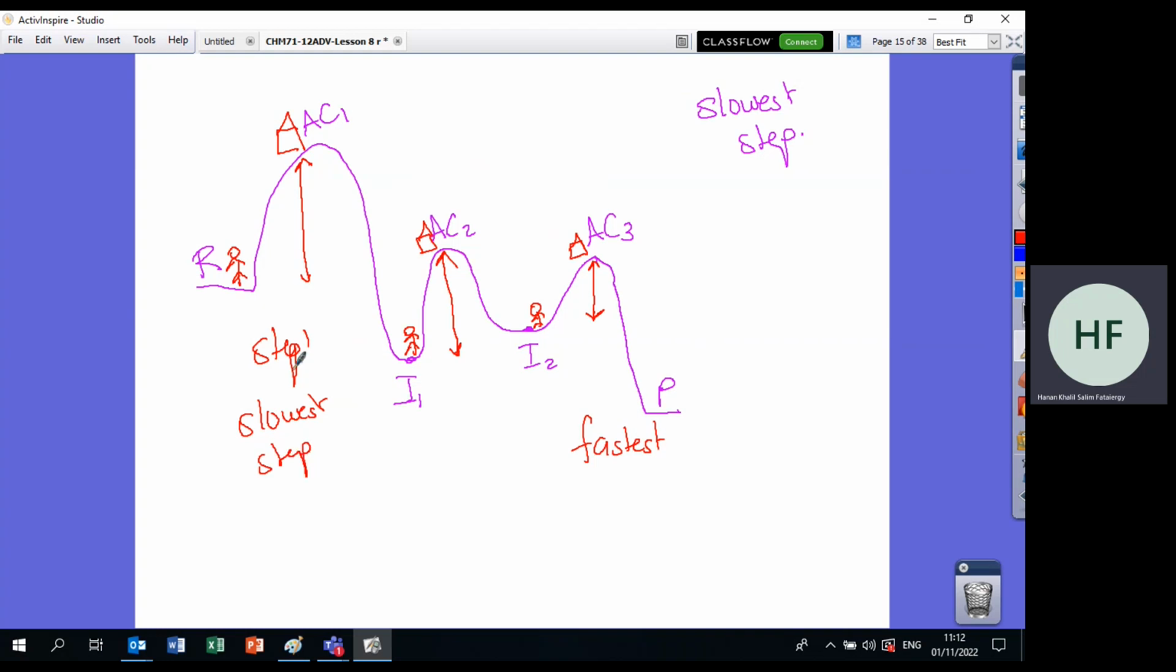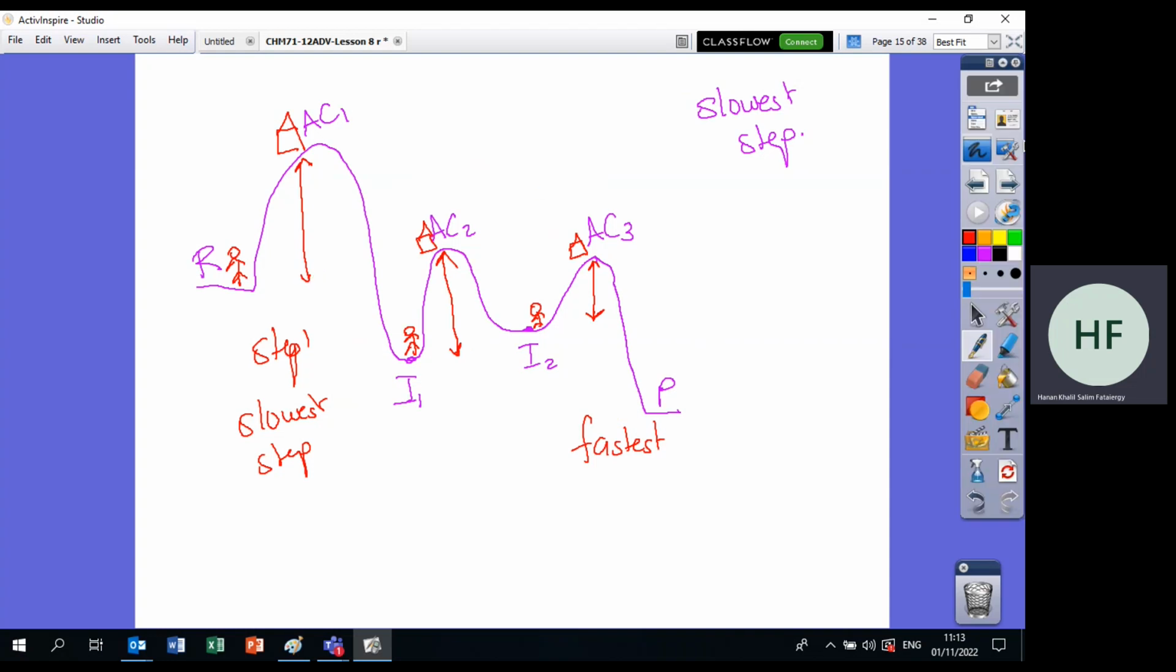Okay, so from the height of the mountain, you can tell if the step is slow or fast. Here you can reach your house very slowly. It will take you longer time because it is far. Whereas here you will reach your house faster because the distance is small. So this one is the fastest step, this one is the middle, and this one is the slowest step.